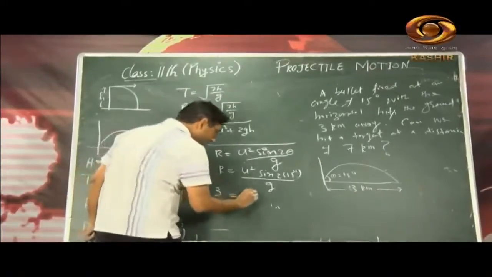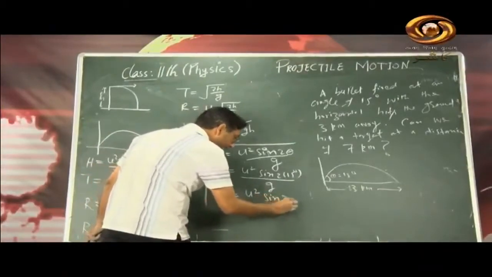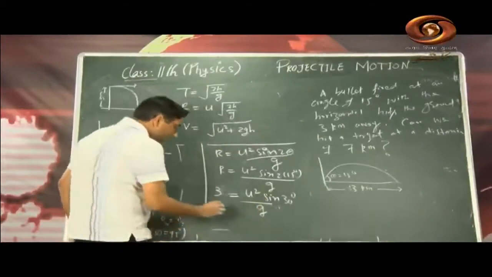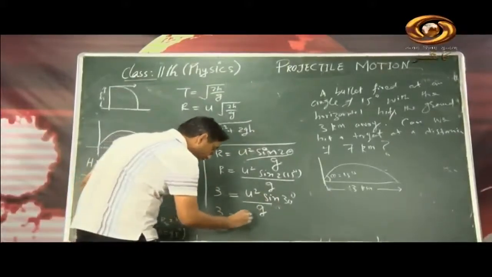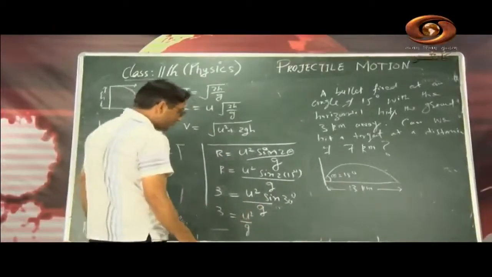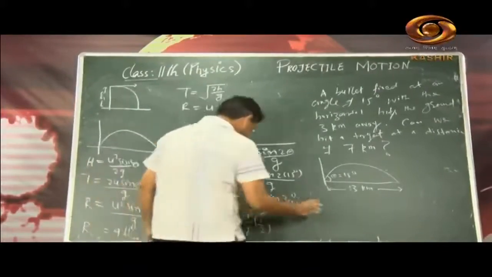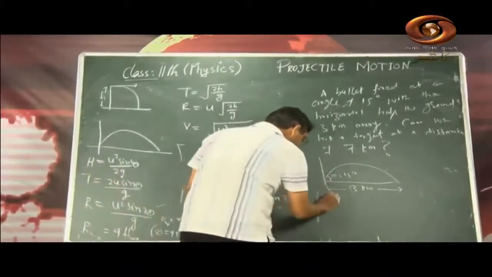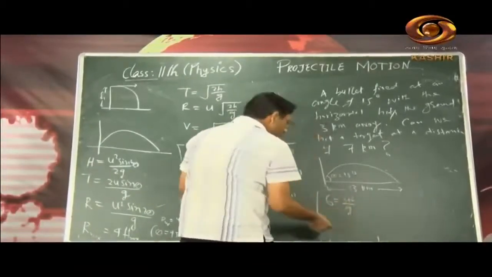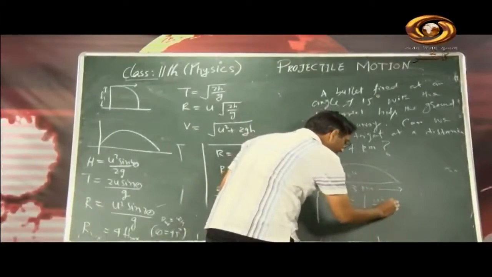This is the initial velocity u. So u² sin(2 × 15), which is sin 30 degrees, divided by g. So 3 is equal to u²/g times sin 30. Sine 30 is 1/2. So two 3s are 6. This means 6 is equal to u²/g. It means u²/g is equal to 6.